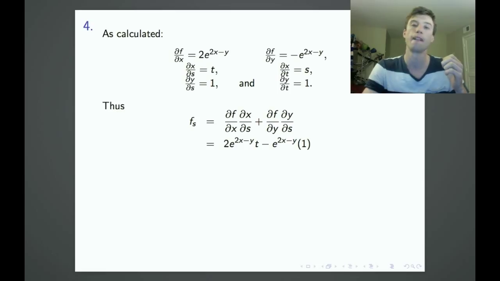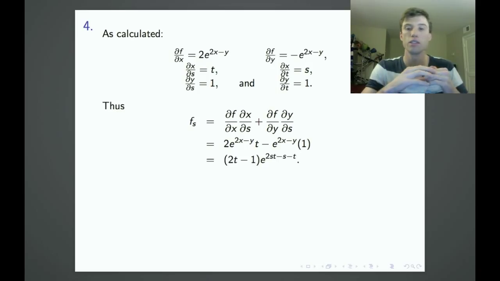expressions, and in this case, we want to make this derivative a function of s and t exclusively, so we go ahead and finish the problem off by plugging in our x as a function of s and t and y as a function of s and t. Once we do this, we have that the partial derivative of f with respect to s is (2t minus 1) e to the 2st minus s minus t.